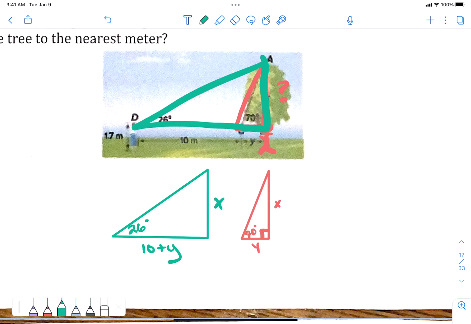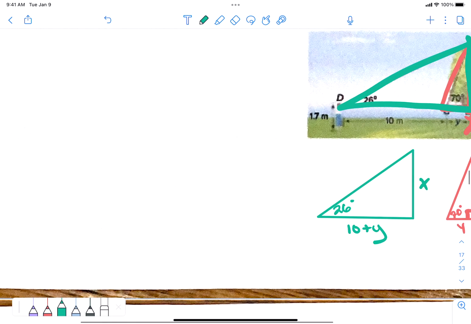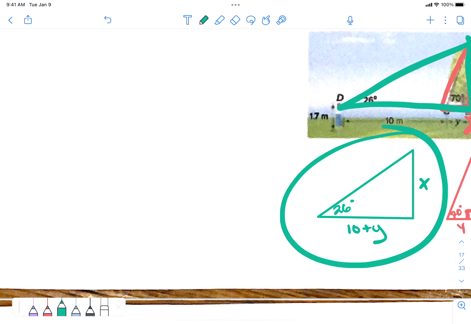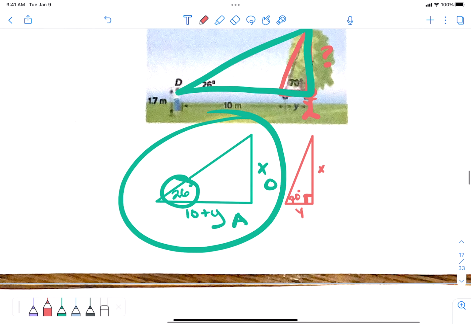Okay, now, the problem with doing these is that we have an X and Y going on at the same time, and we can't solve that because we have 2 variables. But let's just go ahead and set this up and see what we've got going on here. So I'm going to set up the green one, and then I'm going to set up the red one. If I do the green one, we have a 26-degree angle. What are the 2 sides in relationship to that? Opposite and adjacent. Okay, so we're going to use tangent, and we're going to do tangent of 26 equals, which one goes on top? X, right? X goes on top, and 10 plus Y goes on the bottom. Now, I still can't solve that because we have an X and a Y going on at the same time. So let's set the other one up.